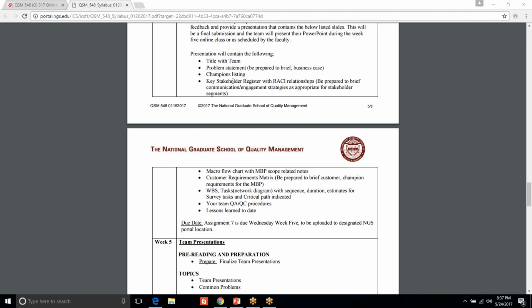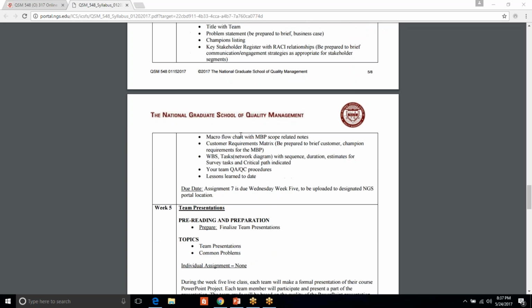your champion slide, your key stakeholder register, a macro flow with related scope notes to your MPB, your CRM, your work breakdown structure, your QA, QC procedures, and again, lessons learned to date.